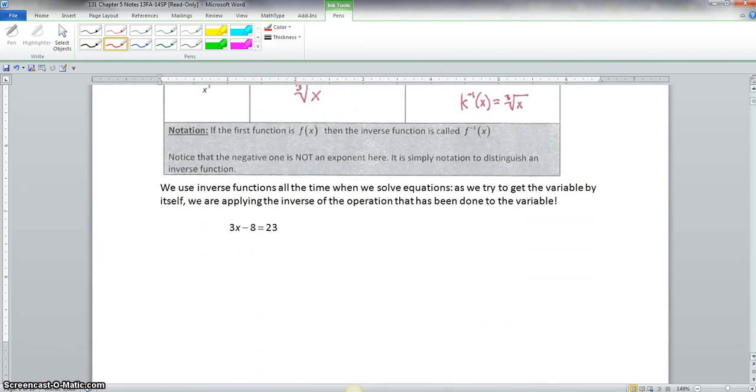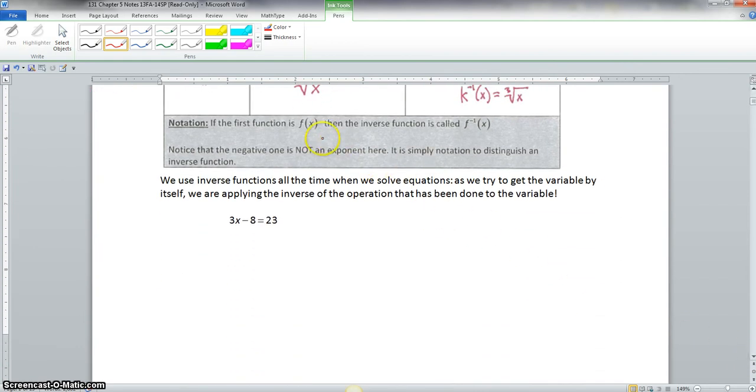Now it says notation. If the first function is f of x, then the inverse function is called f inverse of x. Notice that the -1 is not an exponent here. It is simply notation to distinguish an inverse function. We use inverse functions all the time when we solve equations, as we try to get the variable by itself.